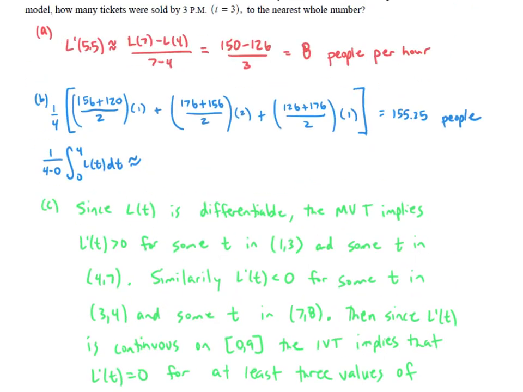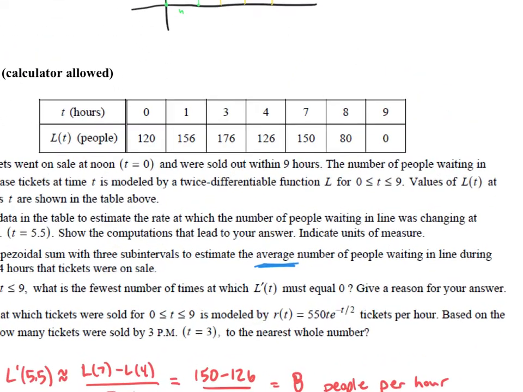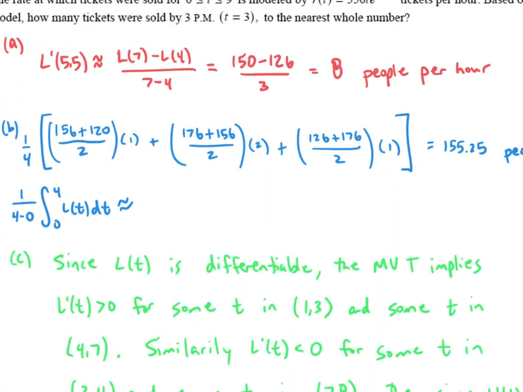All we're stating here is that when you look at this little interval from 1 to 3 and from 4 to 7, we can see that L of t goes from, for example, 156 to 176, and then from 126 to 150. We know that because of the mean value theorem, the derivative must have a positive value at some point on each of those intervals because the average rate of change on each of the intervals is positive. So that's what the mean value theorem implies there.